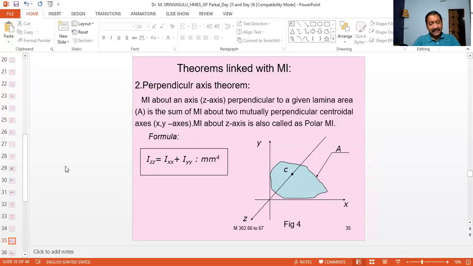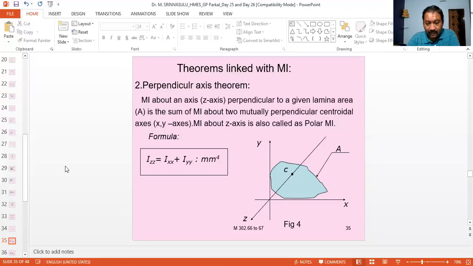Now in this case, we can find out the moment of inertia of an area about the z-axis if we know the moment of inertia of that area about the x-axis and y-axis. Here the condition is that x, y and z must be mutually perpendicular to each other. Then if you know the moment of inertia about the x-axis and y-axis, we can find out the moment of inertia of that area about the z-axis.